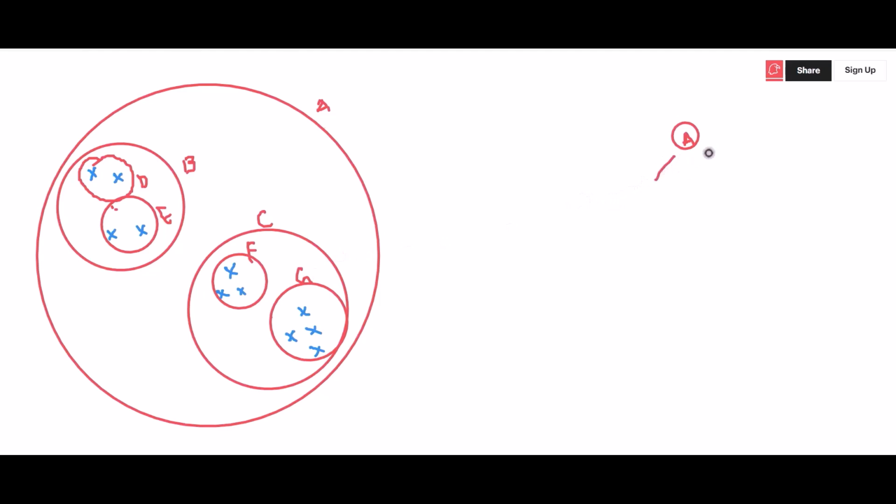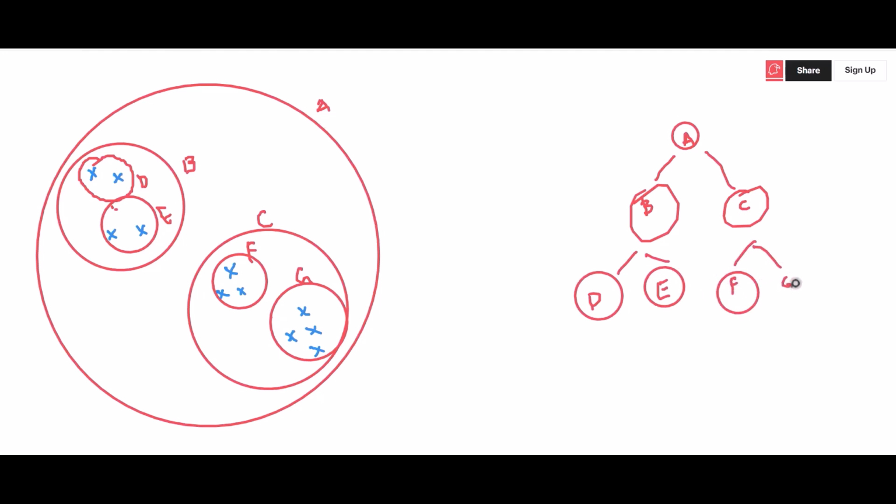A will have the subsets B and C, and B will have the subsets D and E. This is how the ball tree algorithm organizes the data hierarchically. C contains F and G.